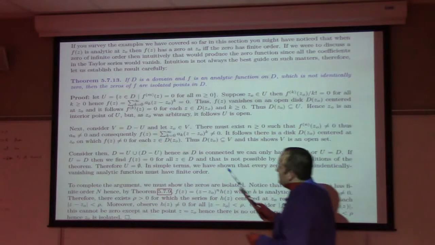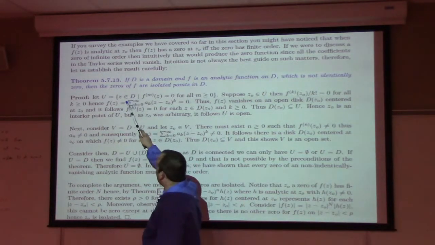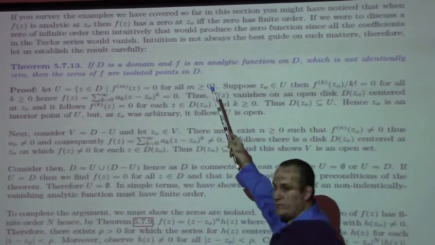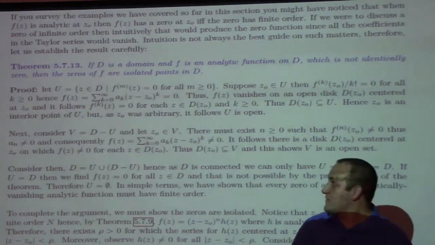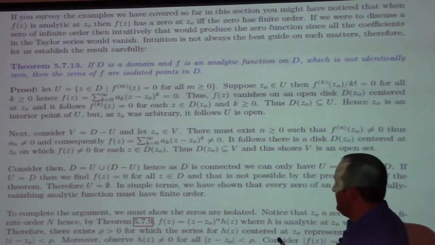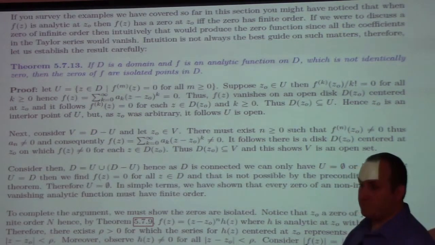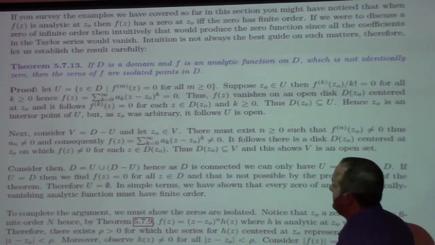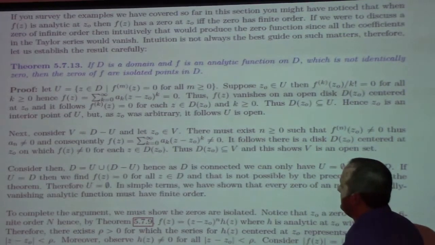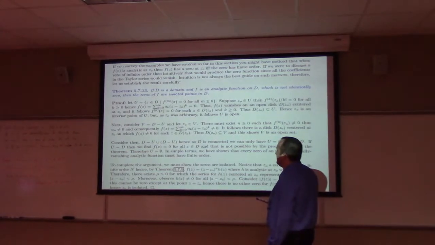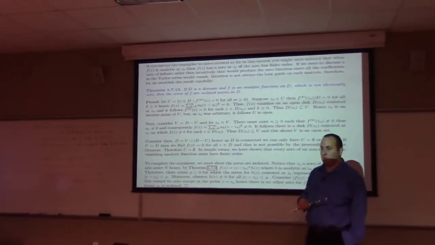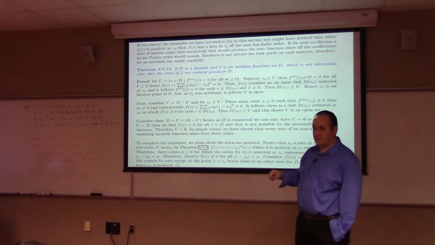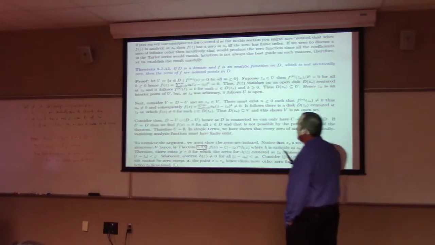Okay, so here's the set U. We look at the set U that's defined to be all the points in the domain for which the mth derivatives of f at z are zero for m equals 0, 1, 2, 3, all the way on out. Basically, it's a set of points for which this given function has zero derivatives to all orders. If you just had the function zero, but its first derivative was non-zero, then that point wouldn't be included in U, right? For a point to be included in the set U, we have to have the value of the function be zero, the first derivative, the second derivative, all the derivatives be zero. That's what it takes to be in the set U.